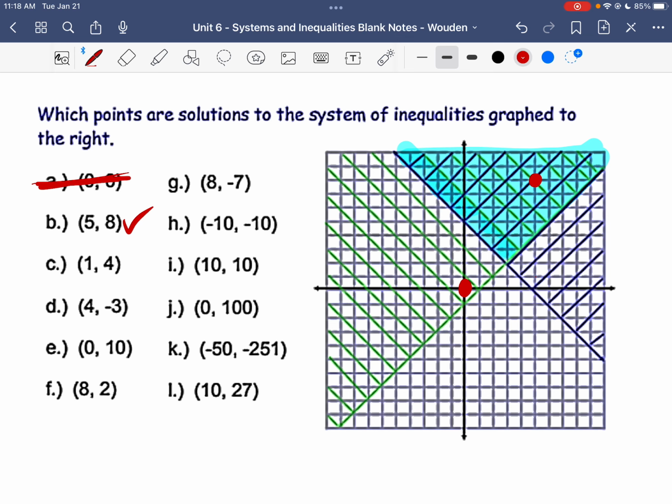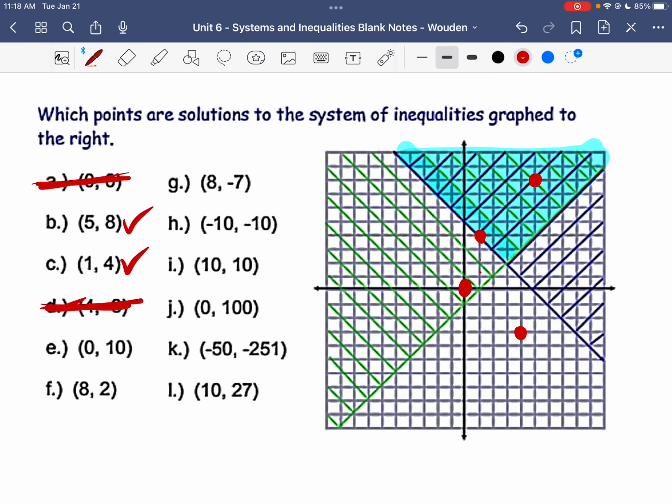(1, 4). I'm going to go over 1, up 1, 2, 3, 4. That lands on my solid line. Remember that if it's a solid line, we can include that point. So because it's a solid line, that is a solution. Okay, (4, -3), go over 4, down 3. That is not. Nope.